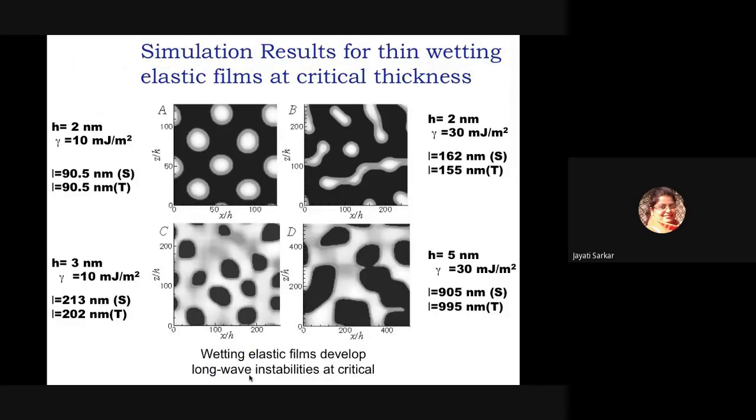Similarly, if you cast an elastic film in a wetting configuration, it can be seen that it actually gives rise to long wavelength. And it can be seen as a very interesting phenomenon that when the thickness is very small, you can get islands of these instabilities, whereas when the thicknesses are high, you are getting things like cavities that actually develop in wetting liquid films.